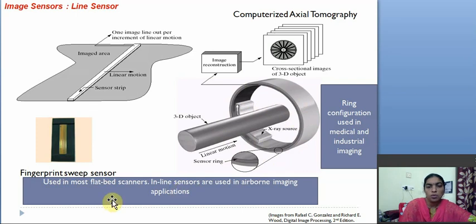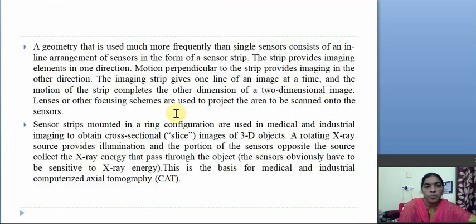Now here, which is used in most flatbed scanners. Inline sensors are used in airborne imaging applications. Now see this. A geometry that is used much more frequently than single sensors consists of an inline arrangement of sensors in the form of a sensor strip. The strip provides imaging elements in one direction. Motion perpendicular to the strip provides imaging in the other direction. The imaging strip gives one line of an image at a time, and the motion of the strip completes the other dimension of the two-dimensional image.